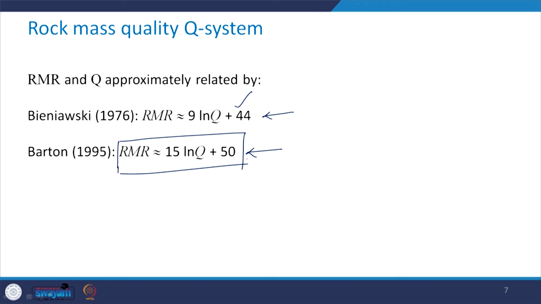There are a few cases where you will be able to get the value of RMR but not Q, and then subsequently you may need Q, but you already have RMR with you. So you can use these expressions to get either quantity from the other. Like RMR can be obtained from Q and Q can be obtained from RMR.